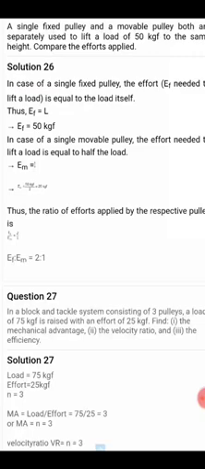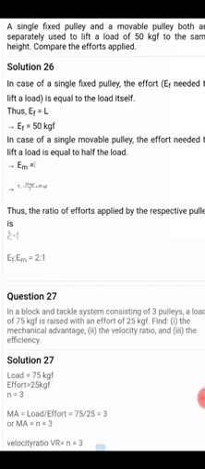So MA is load by effort. Effort will be load upon 2. So it will be 25 kgf. Compare their effort. Compare means you need to find the ratio. So ratio of fixed pulley upon movable pulley. So you will get 50 upon 25. Effort of fixed is 50 and effort of movable is 25. You divide it, you get the answer as 2:1. Clear? Next.